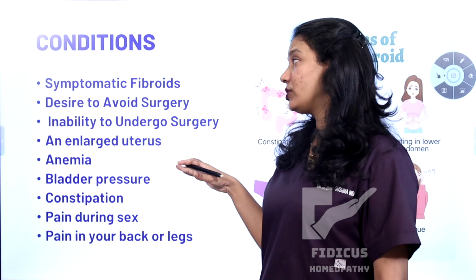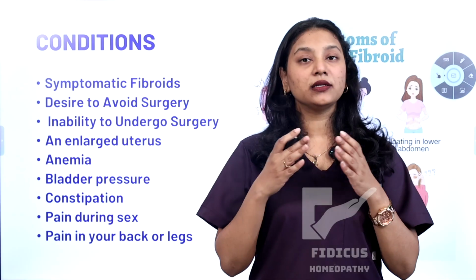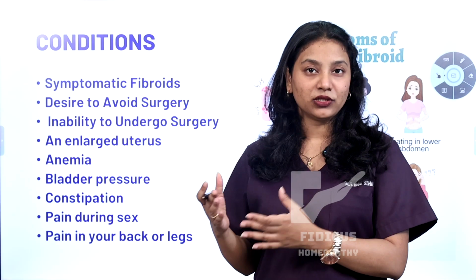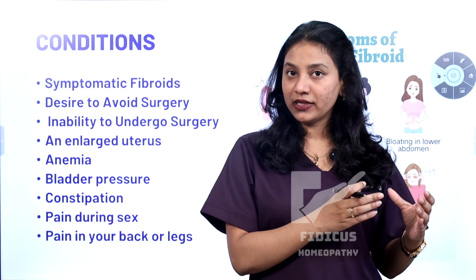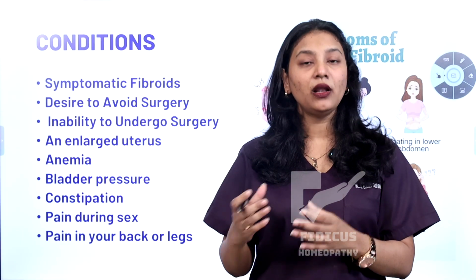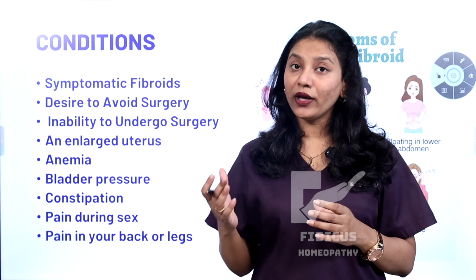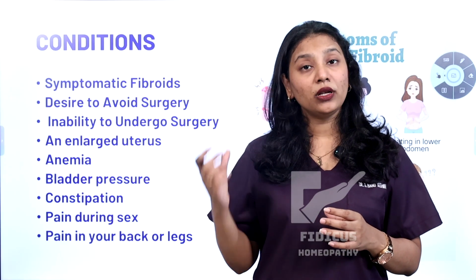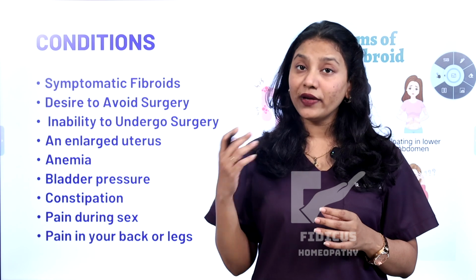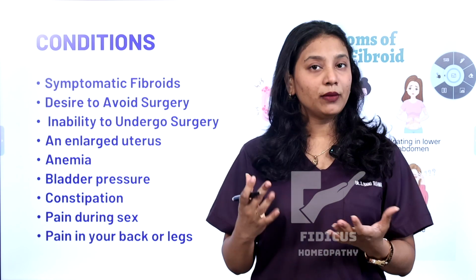An enlarged uterus. See, fibroids in a certain section of people come in packages. For some people, they are just fibroid presentation, but for a certain section of people, fibroids are associated with endometriosis, fibroids are associated with adenomyosis, fibroids are associated with polycystic ovaries, or even ovarian cysts, or even bulky uterus. What do you mean by bulky uterus?